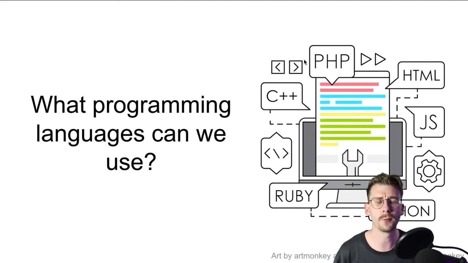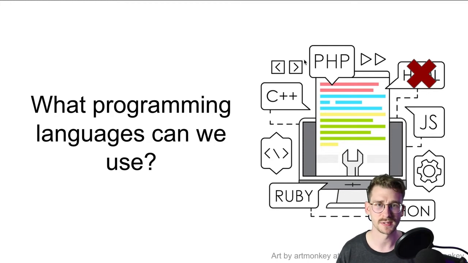So let's take a look at what programming languages we can use. We see this image here and it says PHP, C++, JavaScript, Ruby, Python. You can put in Java if you wanted to. You can put in all sorts of different languages. There's one bad guy in here who doesn't belong. That guy right there. HTML does not belong because it is a markup. It is not a proper language. All it does is make your website look nice.